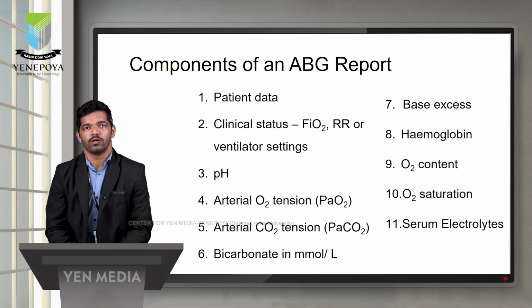And these are the major components of the ABG report. First one, patient data that we are going to enter manually during ABG sampling, that is the patient name and the patient's unique hospital ID. Second one, clinical status, that is fraction of inspired oxygen, respiratory rate or the ventilator parameters, and pH, arterial oxygen tension, arterial CO2 tension, bicarbonate level in millimoles per liter, base excess, hemoglobin, oxygen content, oxygen saturation and serum electrolytes. So the major serum electrolytes that we obtain from the ABG are sodium, potassium, bicarbonate and chloride.